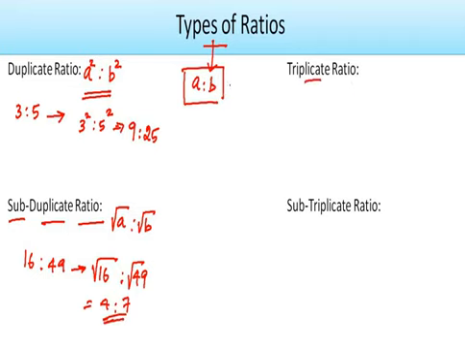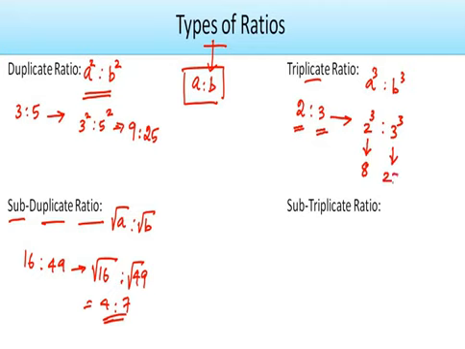The value of A is to B should be modified as A cube is to B cube. For example, if we have a ratio as 2 is to 3, what is going to be the triplicate ratio for this? Very simple. Find the cube values of both the individual terms. So 2 cube is to 3 cube. So what is 2 cube? 8. What is 3 cube? 27. So the triplicate ratio of 2 is to 3 is 8 is to 27.